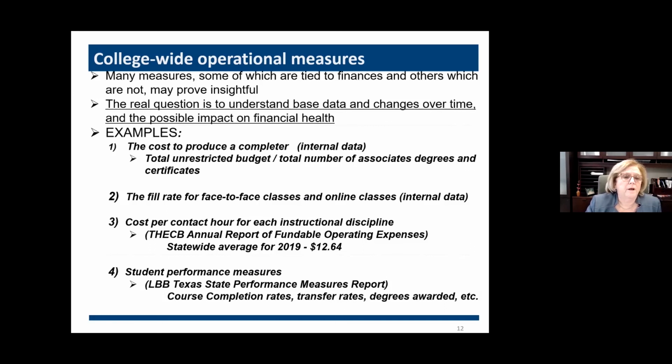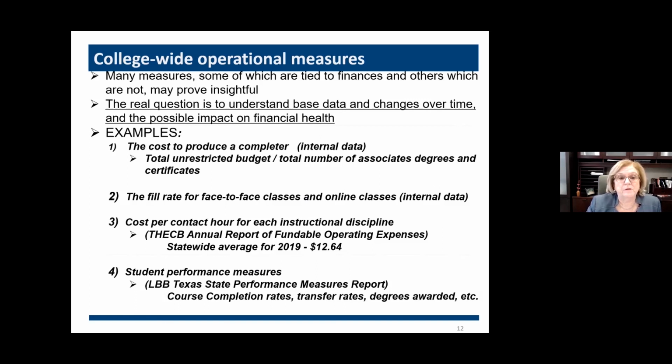Another measure that the coordinating board puts out each year is in their annual report of fundable operating expenses. What they do is take all those expenses, although the state does not 100% fund our financial activities related to instruction and student services and a few other areas, and calculate a statewide average per contact hour. So for every contact hour that was taught in the state in 2019, collectively, the 50 community colleges spent $12.64 per contact hour.